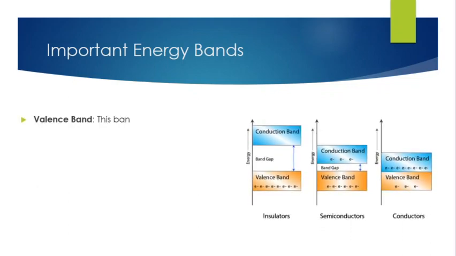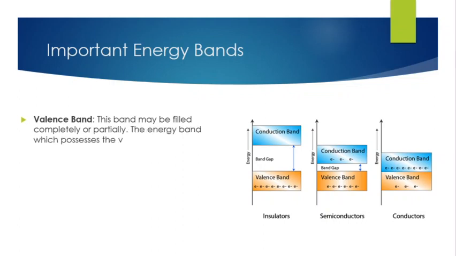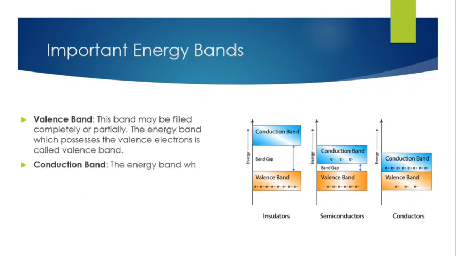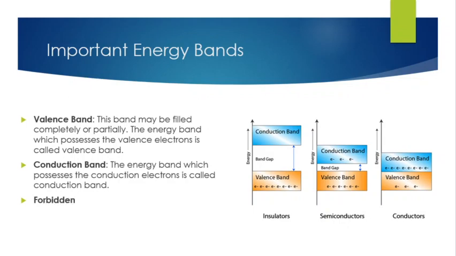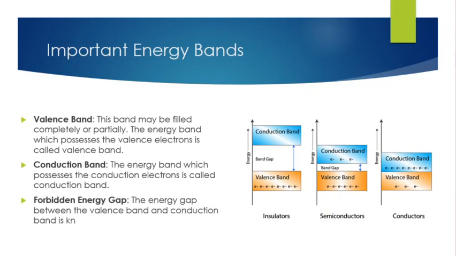Important energy bands are valence band. This band may be filled completely or partially. The energy band which possesses the valence electrons is called valence band. Conduction band. This energy band which possesses the conduction electrons is called conduction band. Forbidden energy gap. The energy gap between the valence band and conduction band is known as forbidden energy gap.